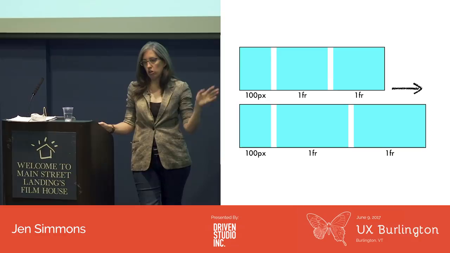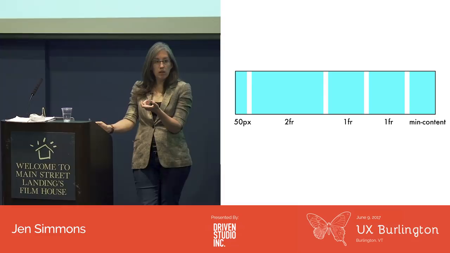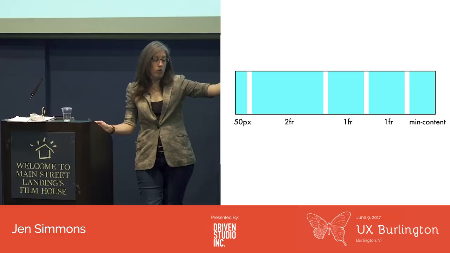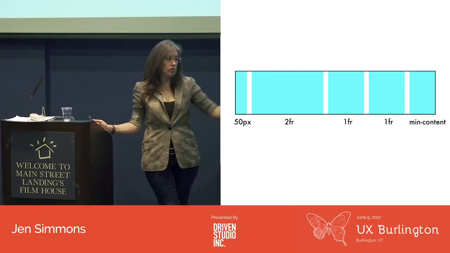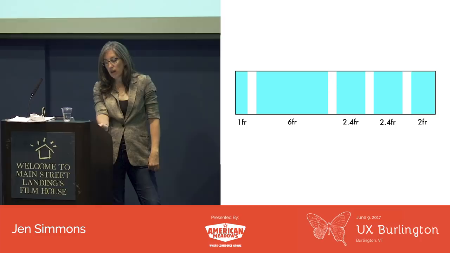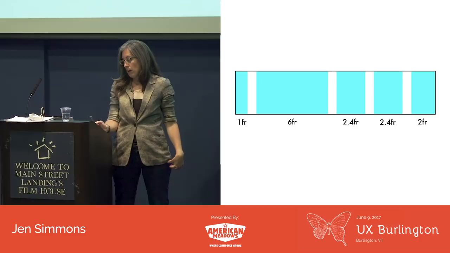So here's an example. I could make the first bit be 50 pixels, and then 2FR, 1FR, 1FR, and then the last would be min content, so it becomes the size it needs to be for whatever ads are in that right rail. Everything else gets spread around. Or we could do 1FR, 6FR, 2.4FR, 2.4FR, and 2FR, and suddenly we've got a ratio-based array, the kind of thing that Mark Boulton has been talking about for years.